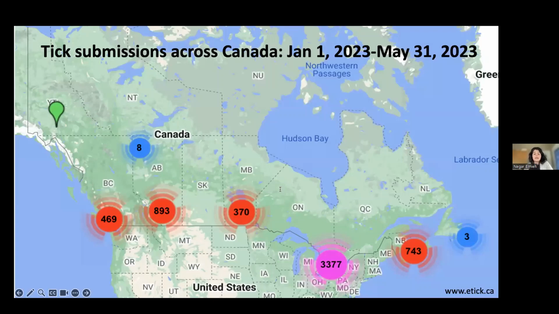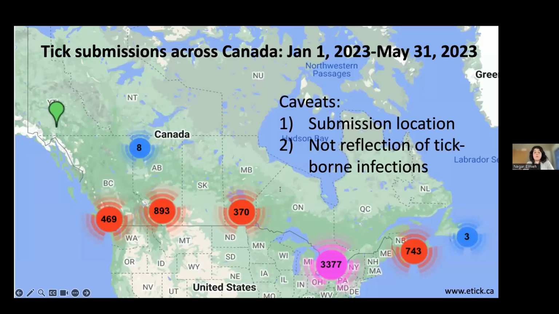What I will note here is that tick submissions are not reflective of the actual number of ticks in an environment, because you obviously have to know about this website and you have to take the time to take a photo and then submit the tick and or even find the tick. We know many people don't even realize they've had a tick bite. And then there's also the caveat that where the pinpoint is for these locations is where you submit it and not necessarily where the tick bite or tick exposure may have occurred.